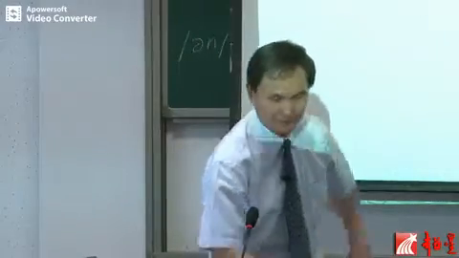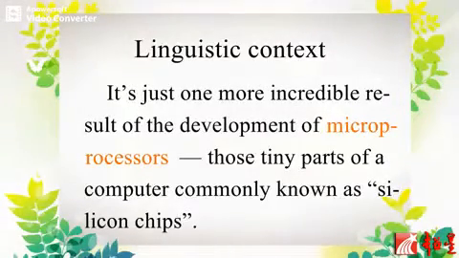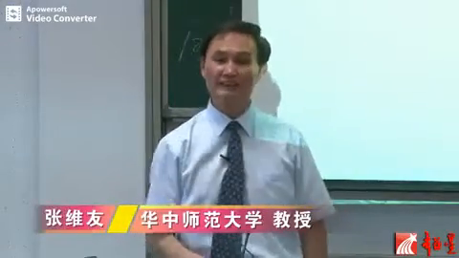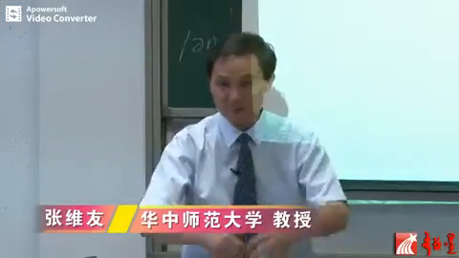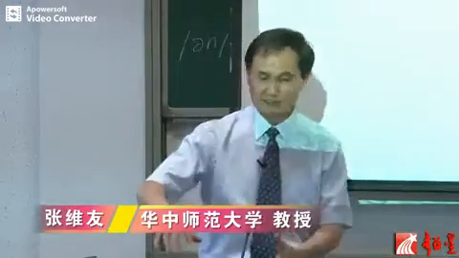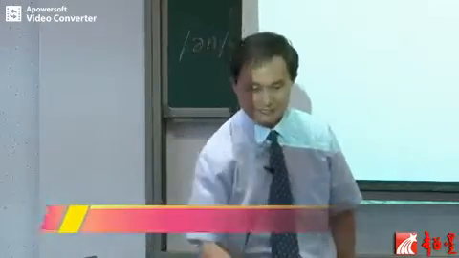Now let's look at another one. It's just one more incredible result of the development of microprocessors. Microprocessor, probably now you know the meaning. Suppose it's a new word. Can you guess the meaning? There is an explanation. Those tiny parts of a computer, commonly known as silicon chips, 就是叫硅片，芯片，现在叫芯片。All right? So this actually tells us what they are. They are tiny parts in the computer. Okay? They have a name. The name is silicon chips. All right? So this is a clue.